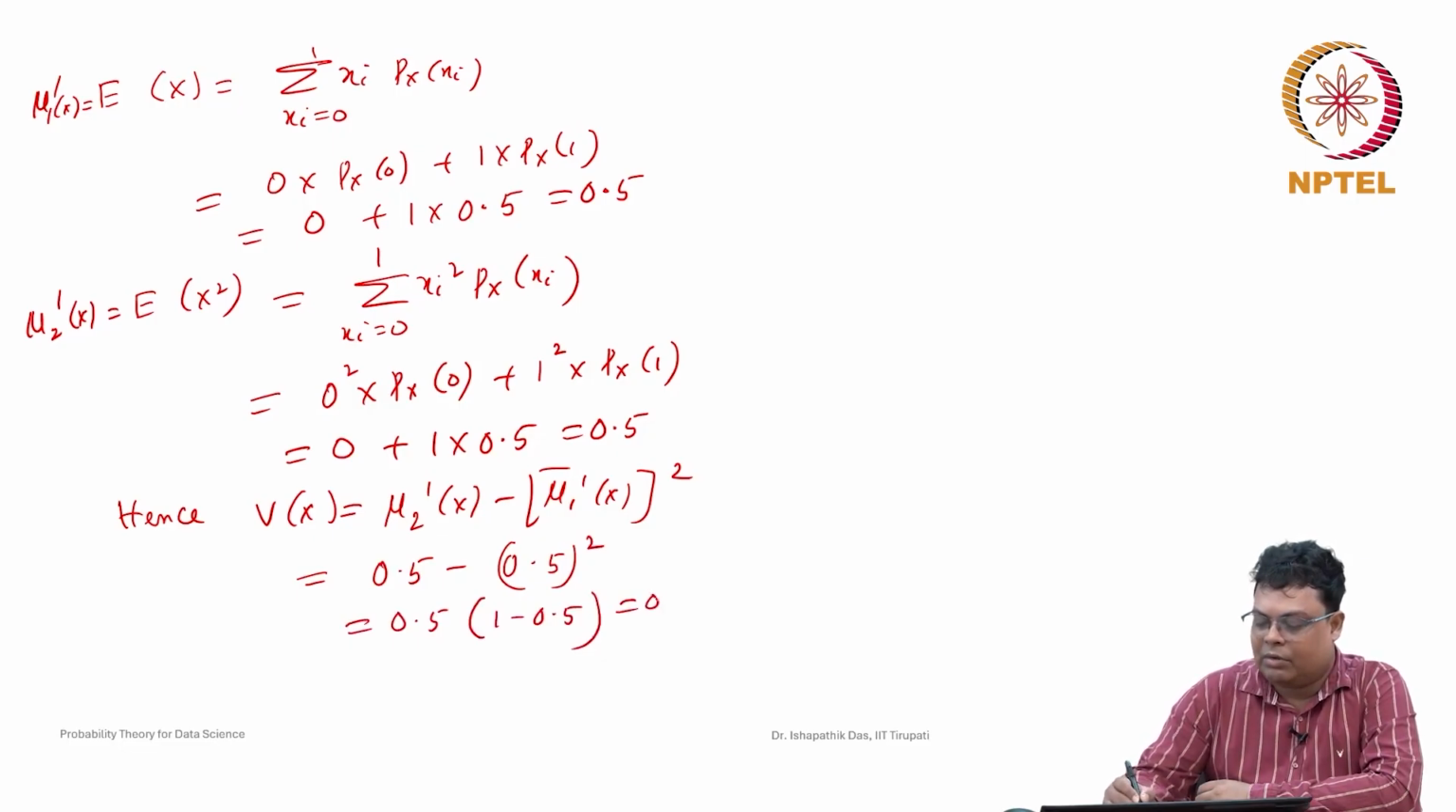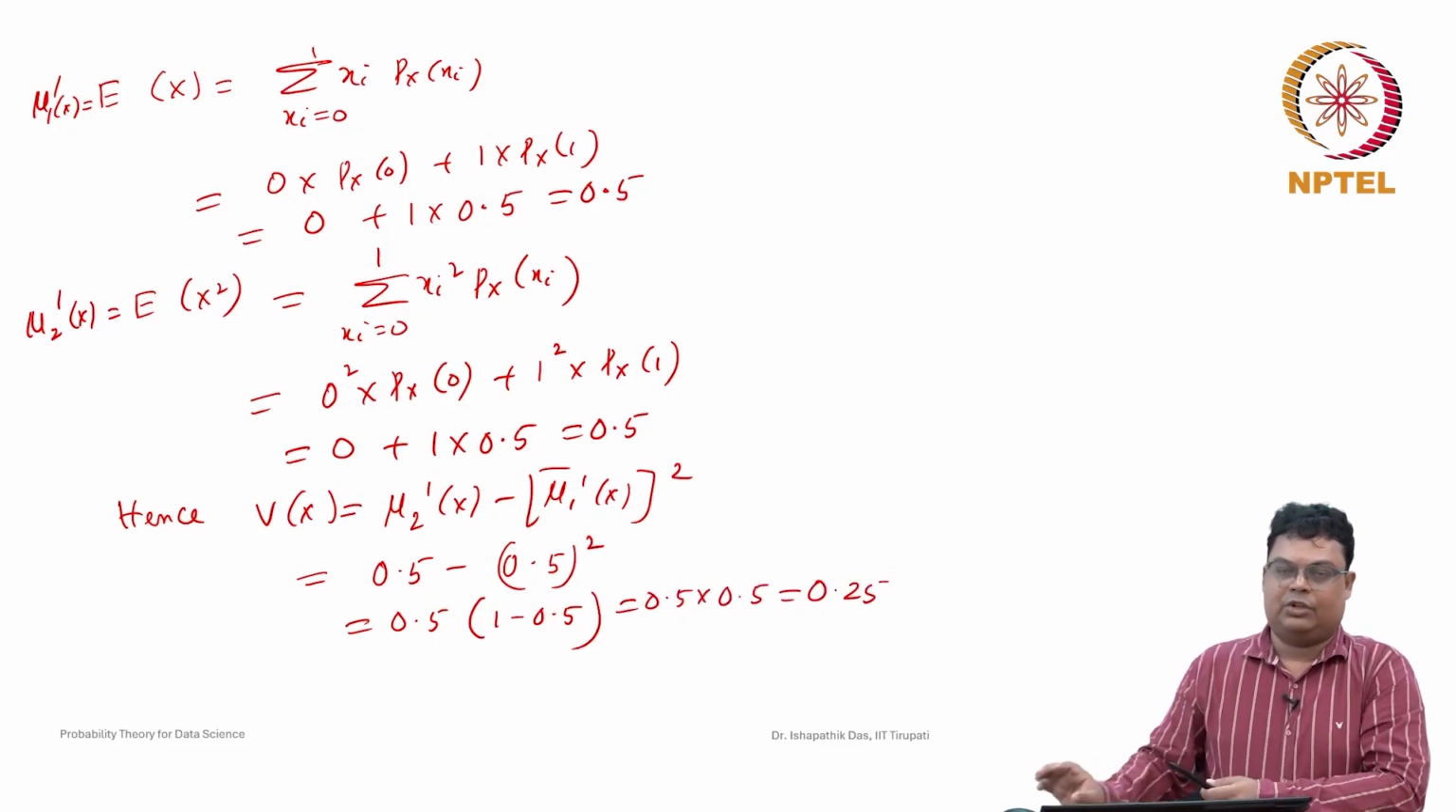So this is again 0.5 into 0.5. It is nothing but 0.25. So this is the variance of x. So similarly we can find the mean and variance of y also.